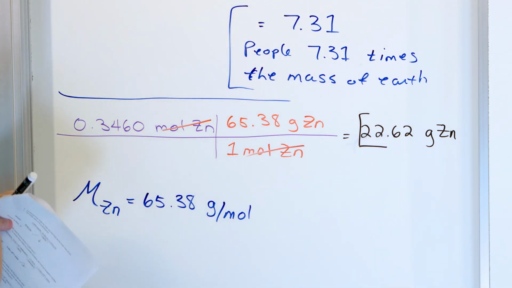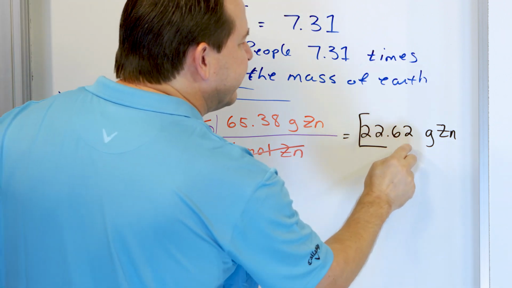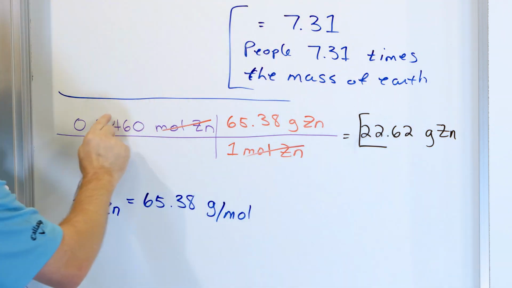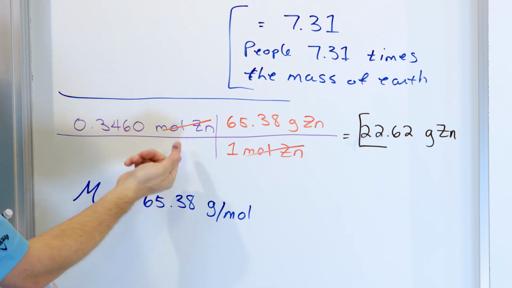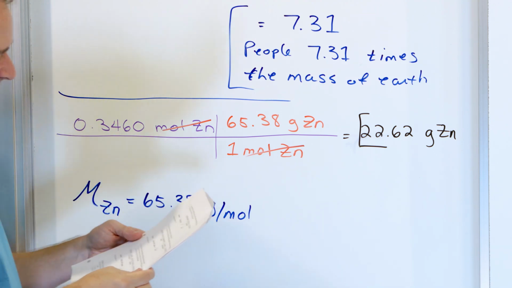So what this means is that if you measure out 22.62 grams of zinc in a lab, you will know that you have a little bit more than 1/3 of a mole, 0.3460 moles of zinc.